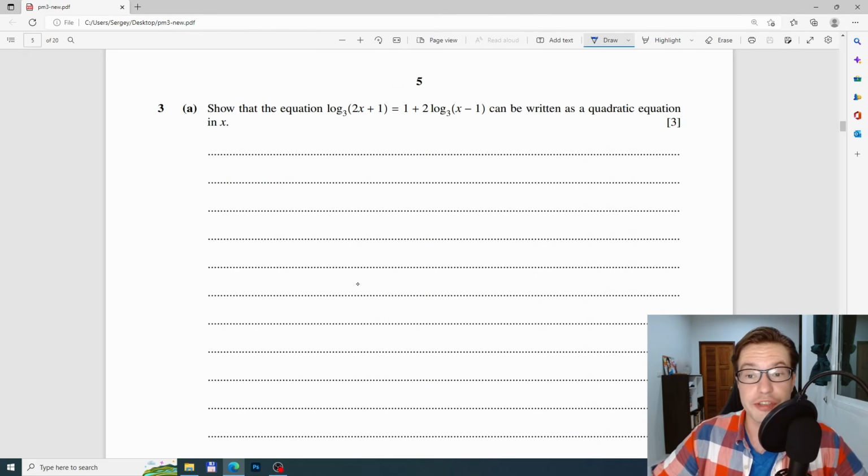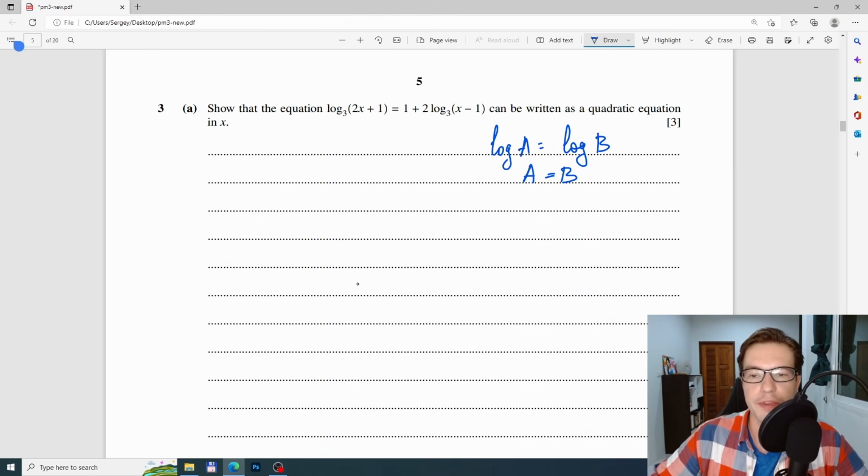Okay, so basically what it says is to get rid of logs, and in order to do so, I'm going to transform this equation in the form log A equals log B. And then from here, that means A equals B, and then I can probably rearrange this equation. Okay, so first off, I'm going to move all logs on one side. So I will get log base 3 of (2x plus 1) minus 2 log base 3 of (x minus 1) equals 1. And now I'm going to use a few laws of logs.